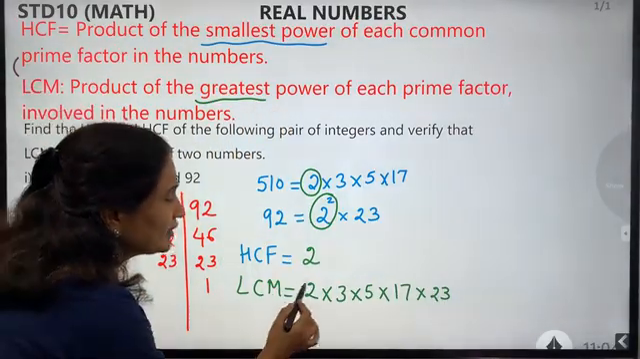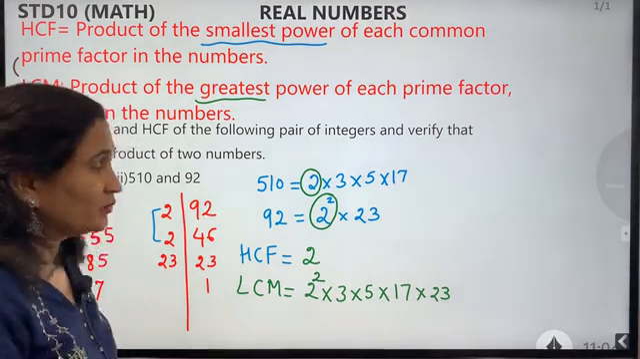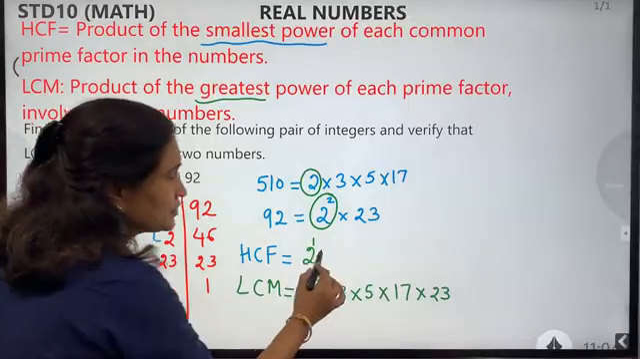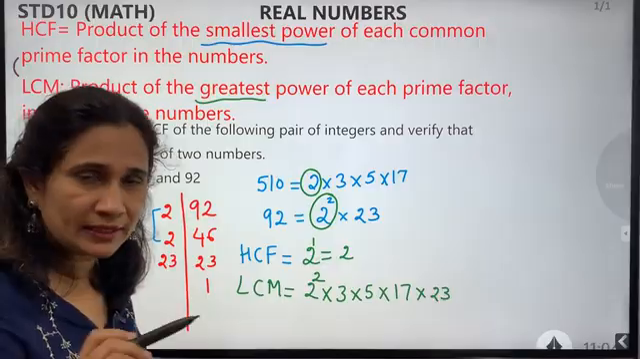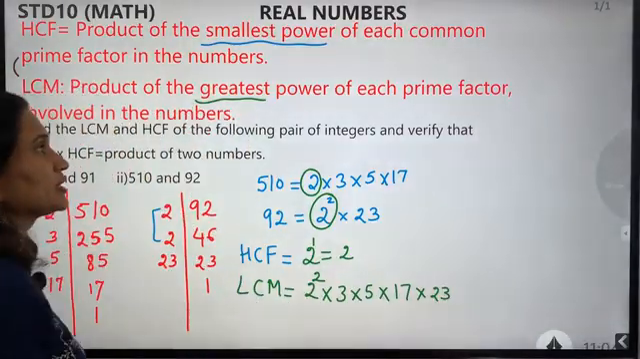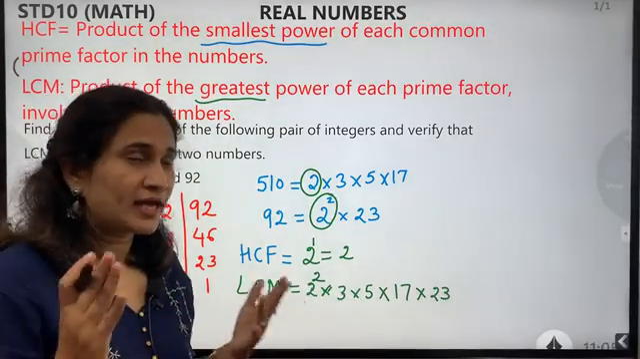In 2, have I taken the greatest power? No, now I have taken the greatest power. Whereas in HCF, you took the least power, that is 2 to the power 1, which we anyway see is equal to 2. So, get the difference between the lowest power and the greatest power. Here we take all the numbers, but the common ones we take with the greatest power. Now, we have to find what is that LCM.